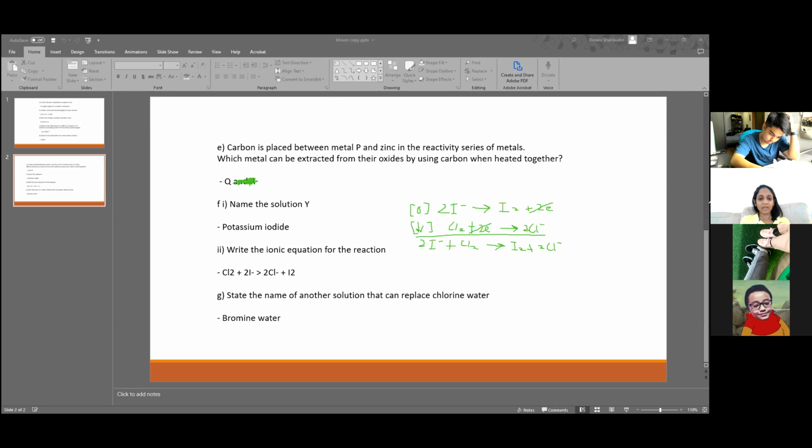Very good answer. But I want to correct your answer, Darvis. Don't use fluorine, not very suitable. Bromine water, sure. Chlorine water is okay. You hardly hear the word fluorine water. Okay, very good. Okay, clap hand.